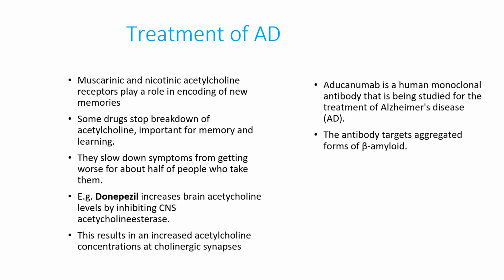Briefly on the treatment of Alzheimer, there are some drugs that stop the breakdown of acetylcholine, which is important for memory and learning. And drugs such as donepezil can slow down the symptoms from getting worse in half of the people. They work by inhibiting the CNS acetylcholinesterase, thus increasing the brain acetylcholine level. Aducanumab is also a human monoclonal antibody that is being studied that targets aggregated forms of beta amyloid.